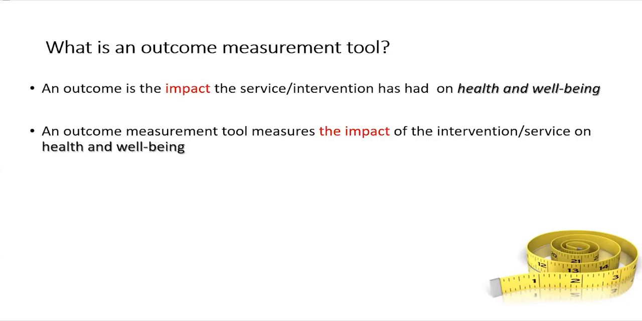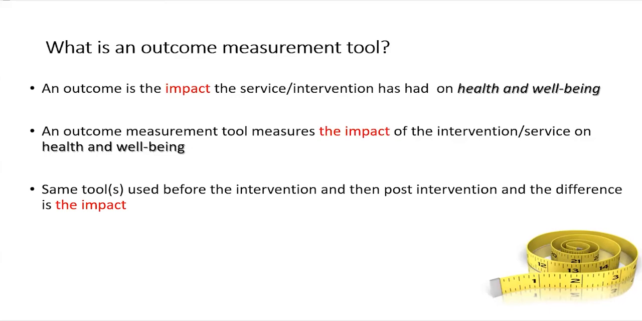well-being. And usually what happens is that the same tool or tools, because it may be more than one tool that you're using in terms of outcome measures, you're using the same tool to measure pre and post the intervention. So you're using the tool before you carry out the intervention, and then you're using the tool post intervention. And the difference between those two figures should be the impact that the adaptation intervention has had on health and well-being. So hopefully that's fairly basic.